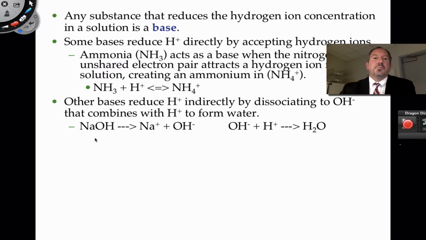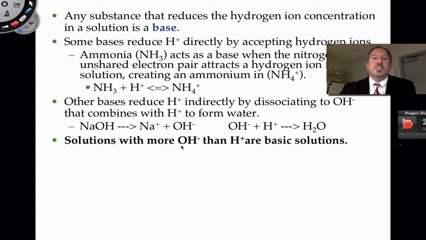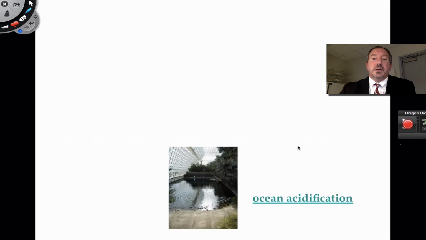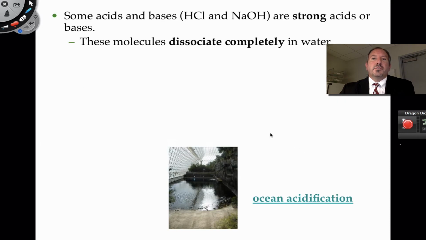Okay? And so adding sodium hydroxide increases hydroxide. So this is one way to make a base, by increasing the hydroxide. This is another way to make a base, which is to decrease the hydrogen ion. That's two ways to make a base. And so solutions with more hydroxide than hydrogen ion are considered to be basic. Okay? So let's look at this for a second.